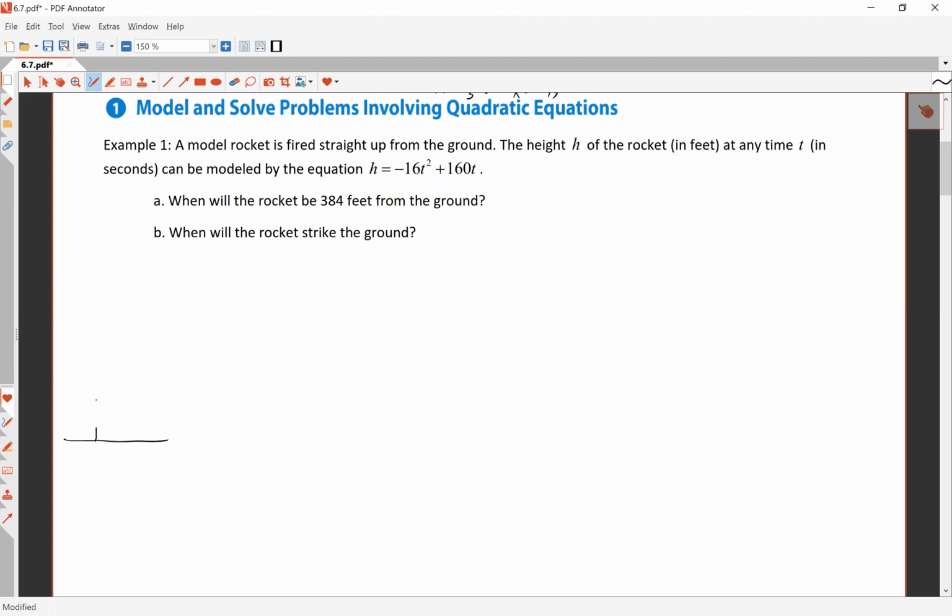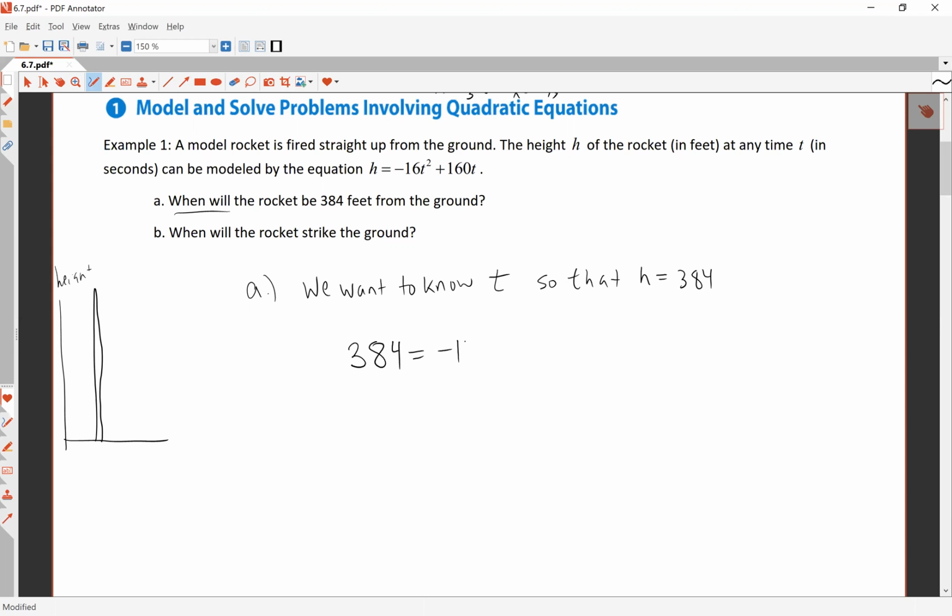So we take this rocket, shoot it straight up in the air, it comes back down, and we can measure the height at any given time. And we want to know, when will the rocket be 384 feet from the ground? So letter A, we want to know t, so that the height is 384. So we set 384 equal to negative 16t squared plus 160t.